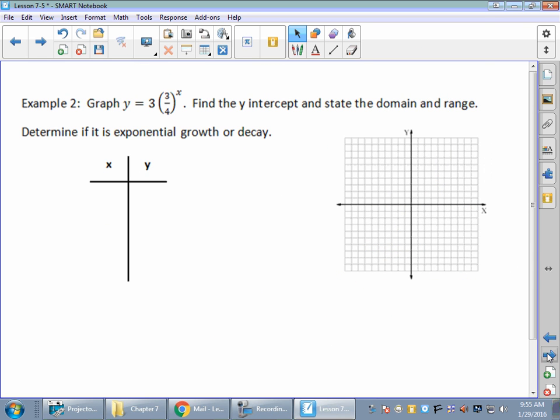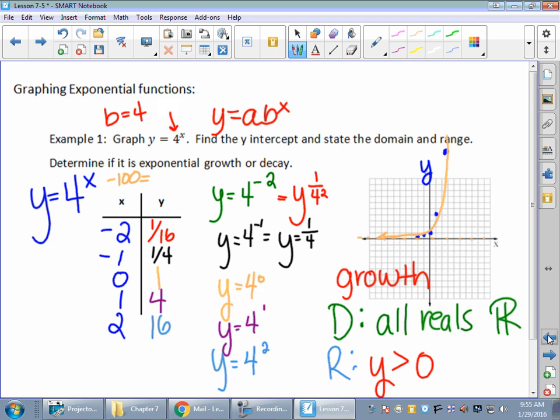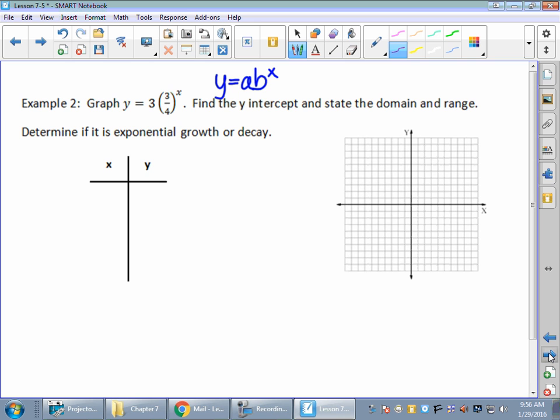Example 2, we've got y equals 3 times 3/4 to the x power. So all the same things. Oh, I forgot to find the y-intercept. What's the y-intercept on this graph? Where does my graph touch the y-axis? That's going to be at 1, right? You can look at the graph and see where it crosses the y-axis, or look at your table. When your x value is 0, that is your y-intercept. When we're graphing lines, we said, in order to find the y-intercept, you make x 0.